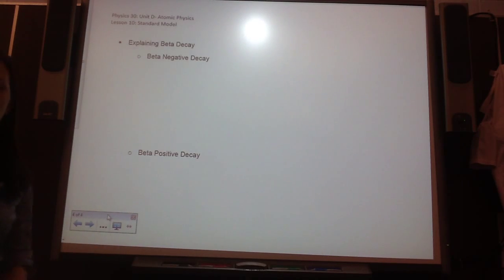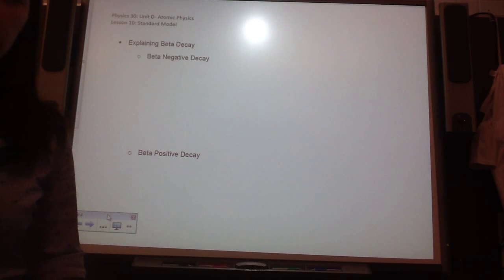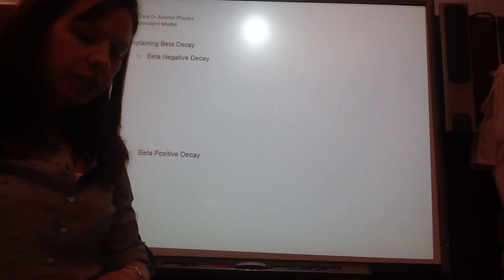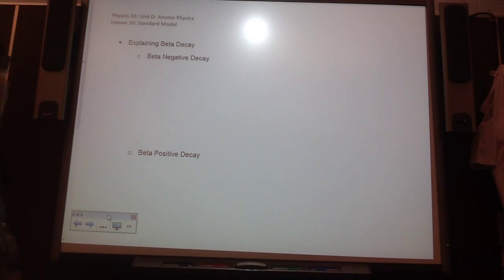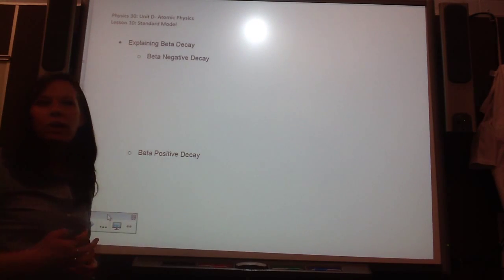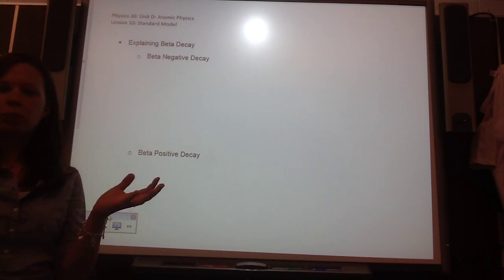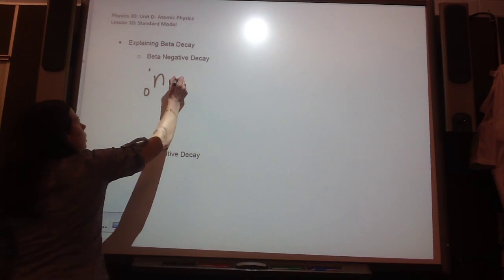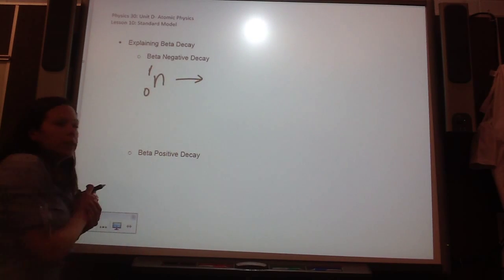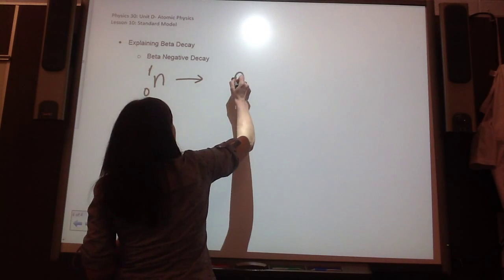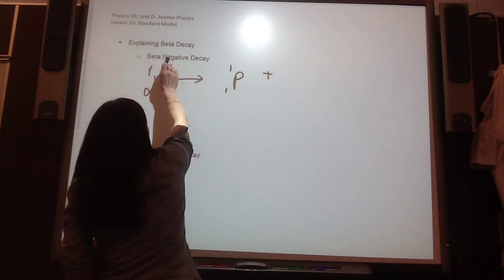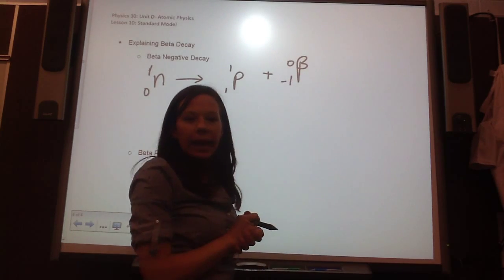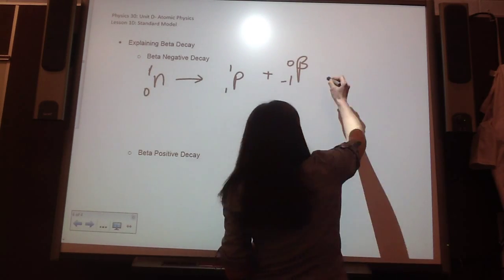Now, this is the last outcome in your lesson, so we'll go through negative beta decay and positive beta decay. Let's represent negative beta decay with the most simple representation of it. We start with a neutron. It decays into a proton, a beta negative particle, and I also get an antineutrino.